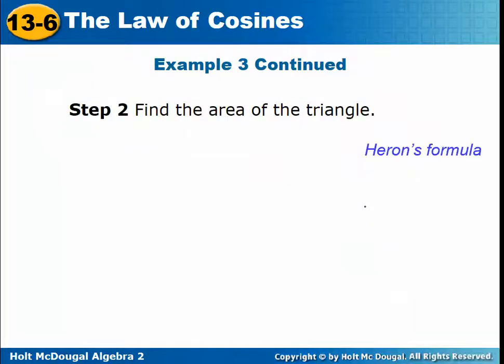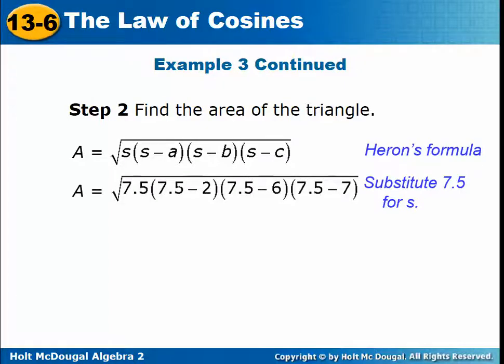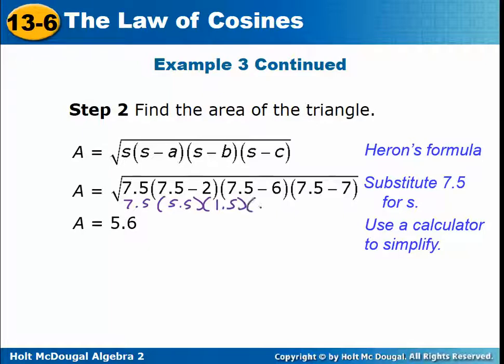Once you know S, then you're ready to use the formula, which is S, and then A was 2, B was 6, and C was 7. So we have 7.5, and then 7.5 minus 2, 7.5 minus 6, 7.5 minus 7. So you subtract each side from that 7.5. And then it's just simplifying. So we have 7.5 times 5.5 times 1.5 times 0.5. And if you multiply all of this together, that is equal to 30.9375. And then we take the square root of that to get, they rounded already, 5.562, which they rounded to 5.6. And that is the area of that triangle.